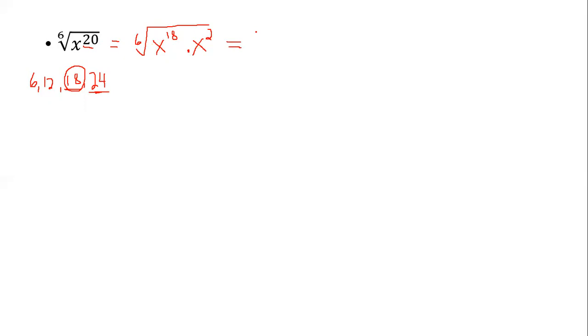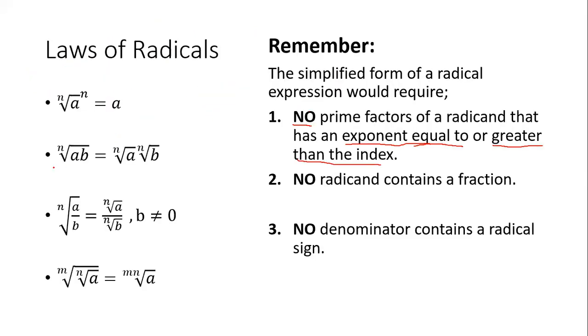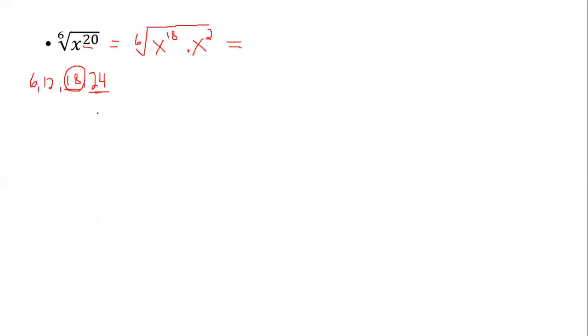Then, we could use the laws of radicals. Number 2. So ito po yun. The nth root of AB, ayan. Same as yung ginawa po natin kanina. Later on, ito po yung gagamitin natin. So, okay. Ayan. We have the 6th root of x raised to 18 times the 6th root of x squared.